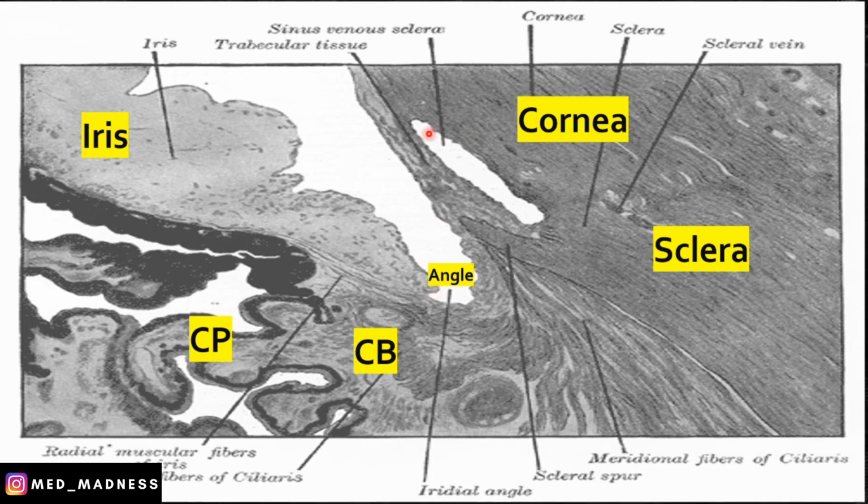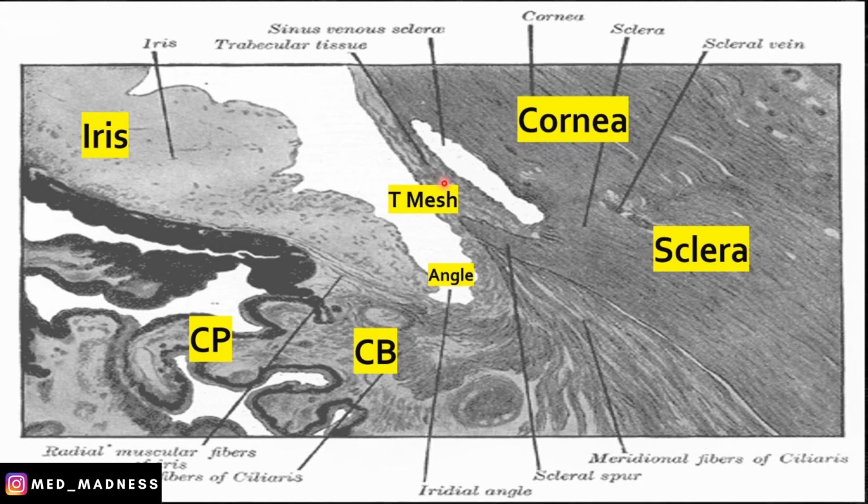One is this channel. This channel is the canal of Schlemm through which aqueous humor is drained. And number two, posterior to this channel is a tissue. This tissue is nothing but a network, or a meshwork, which is called the trabecular meshwork. This is a continuation of the posterior limiting membrane.